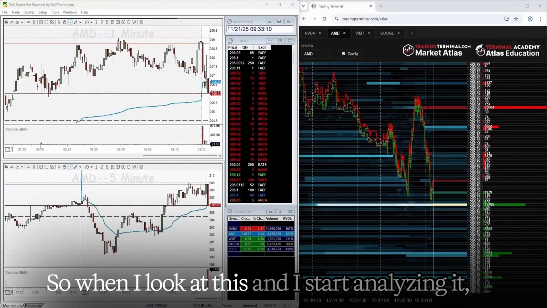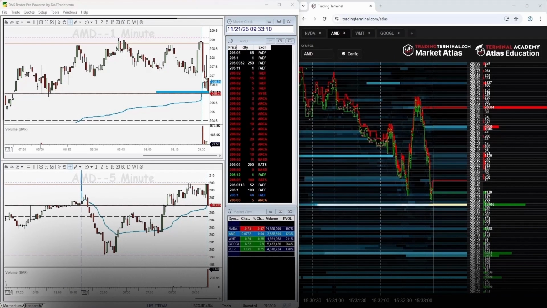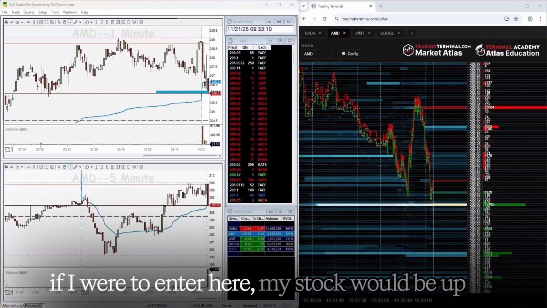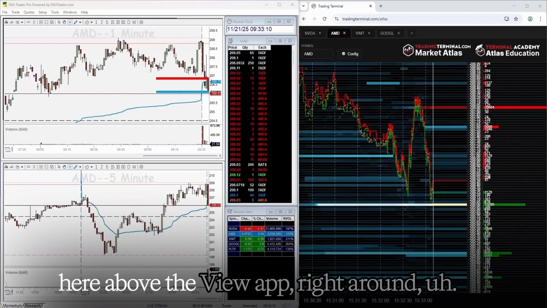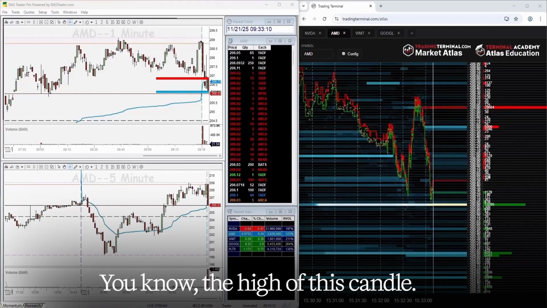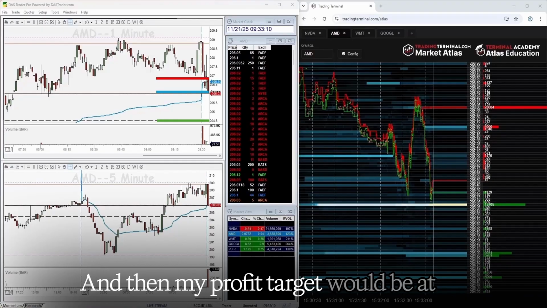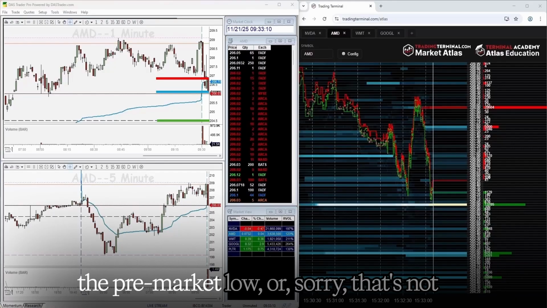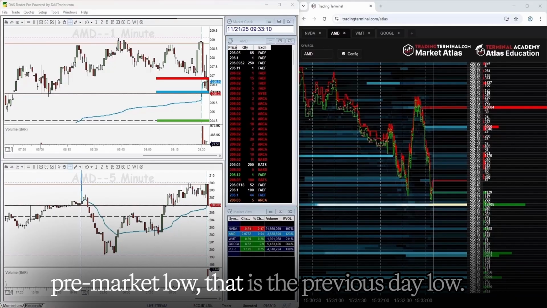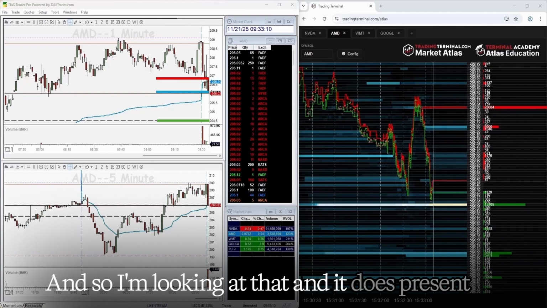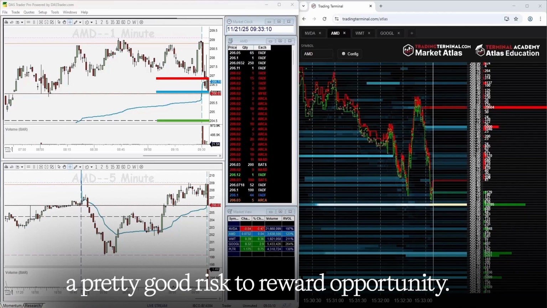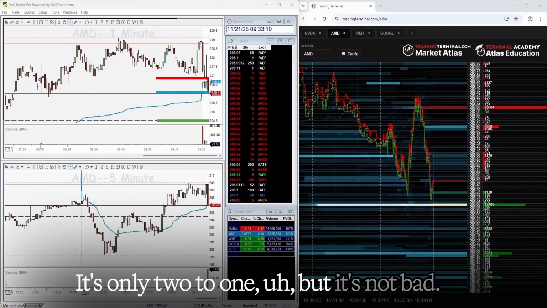So when I look at this and I start analyzing it, if I were to enter here, my stock would be up here above the VWAP, right around the high of this candle. And then my profit target would be at the pre-market low. Or sorry, that's not pre-market low. That is the previous day low. And so I'm looking at that, and it does present a pretty good risk to reward opportunity. It's only 2 to 1, but it's not bad.